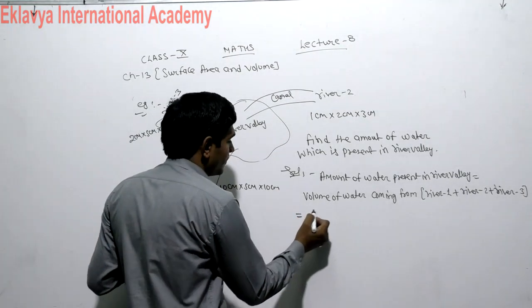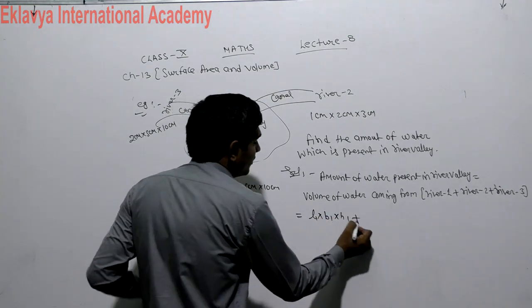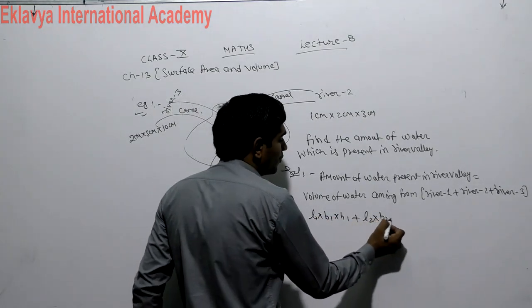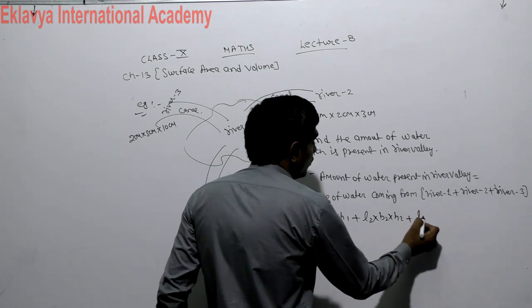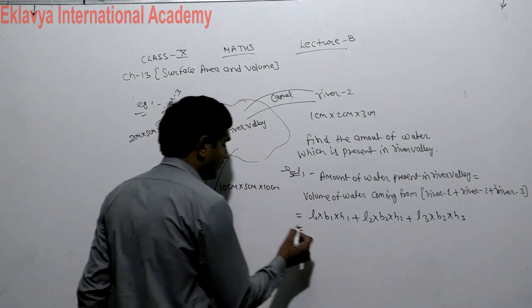So L1 B1 into H1 plus L2 B2 H2 plus L3 B3 multiplied by H3. Substitute the values for river first.